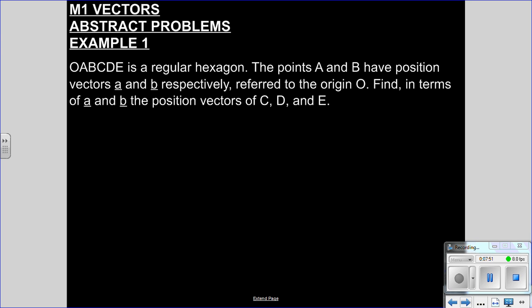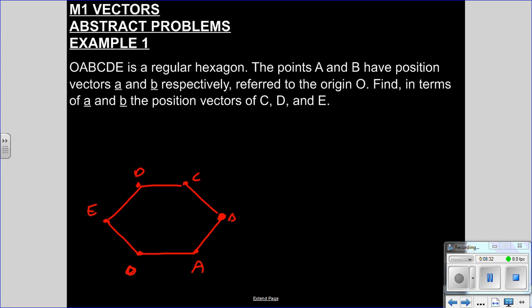So it says here, OABCDE is a regular hexagon. So hexagon, six sides, sorry. And if we draw it, and remember, we go anti-clockwise, so O, A, B, C, D, E, right? There's our hexagon. It should be a regular hexagon. My drawing's not that great. Maybe we can make that a bit nicer. Yeah, a little bit more even that way.